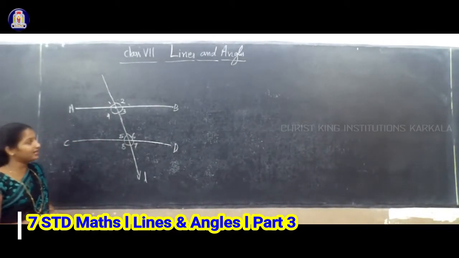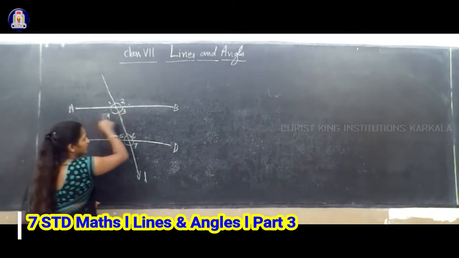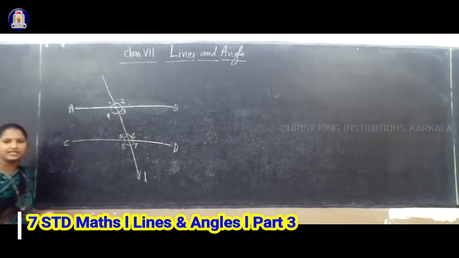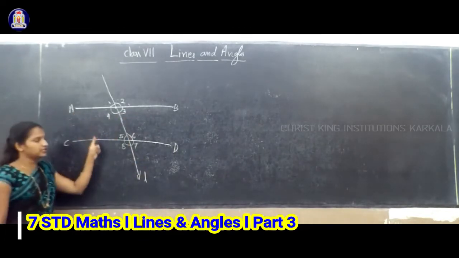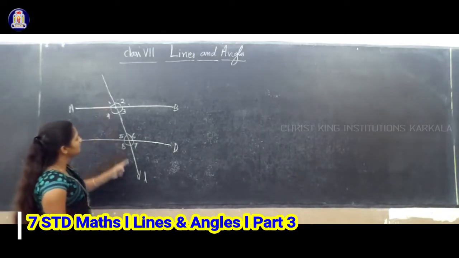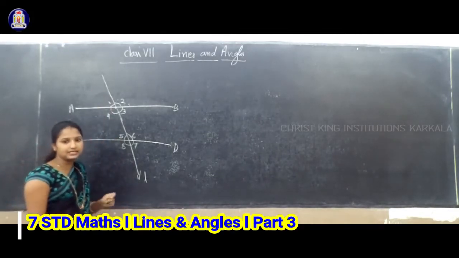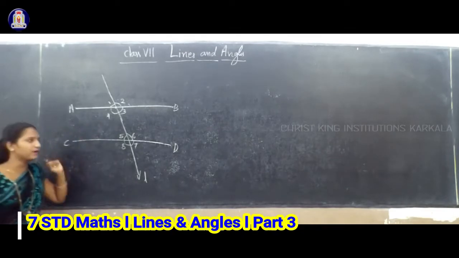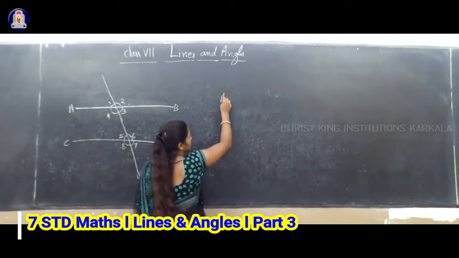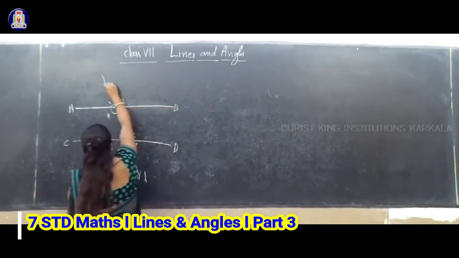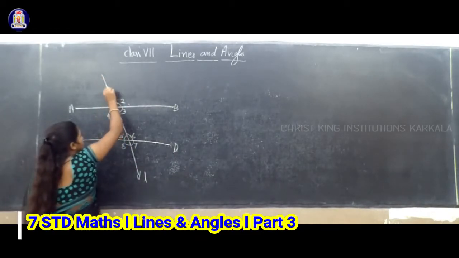Which are the parallel lines here? One is AB. AB is parallel to CD, and which is the transversal? That is L. L is a transversal, and AB is parallel to CD. Here, transversal means a line that crosses the parallel lines.